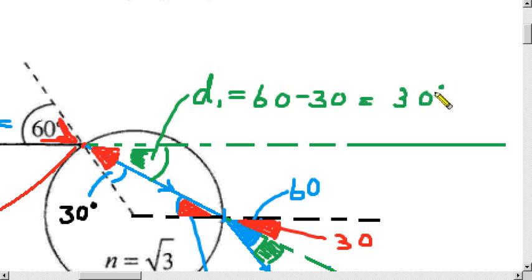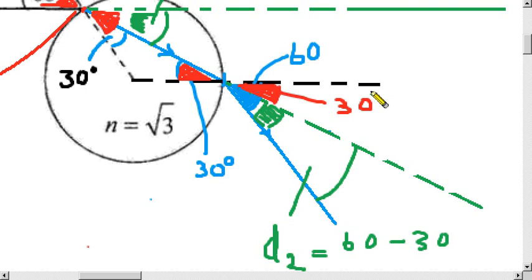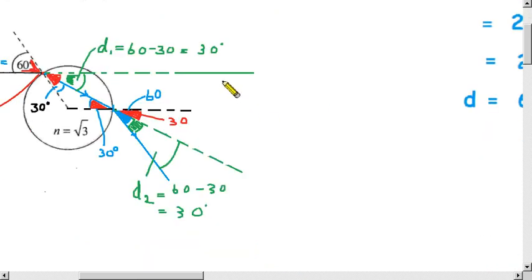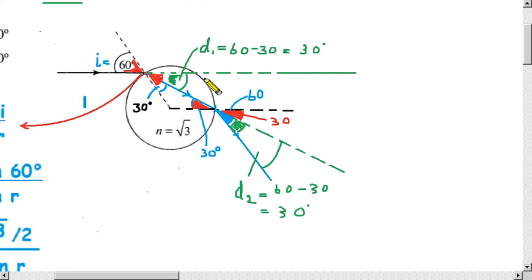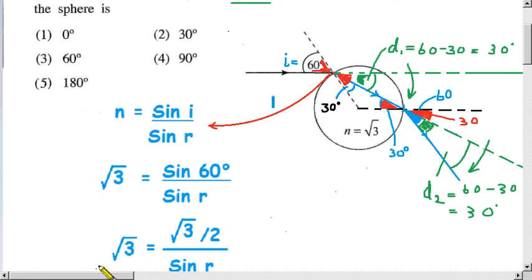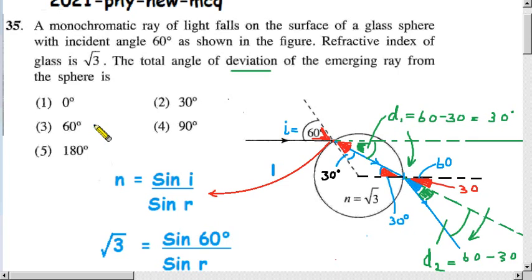So we have to now add the two D values, because the first ray turned to right like this, and the second time it again turned to right like this. So therefore we have to add to find out the final D value. Deviation is 30 plus 30, then we get 60. So that must be the answer. Total deviation is 60. So this one is the answer, children.